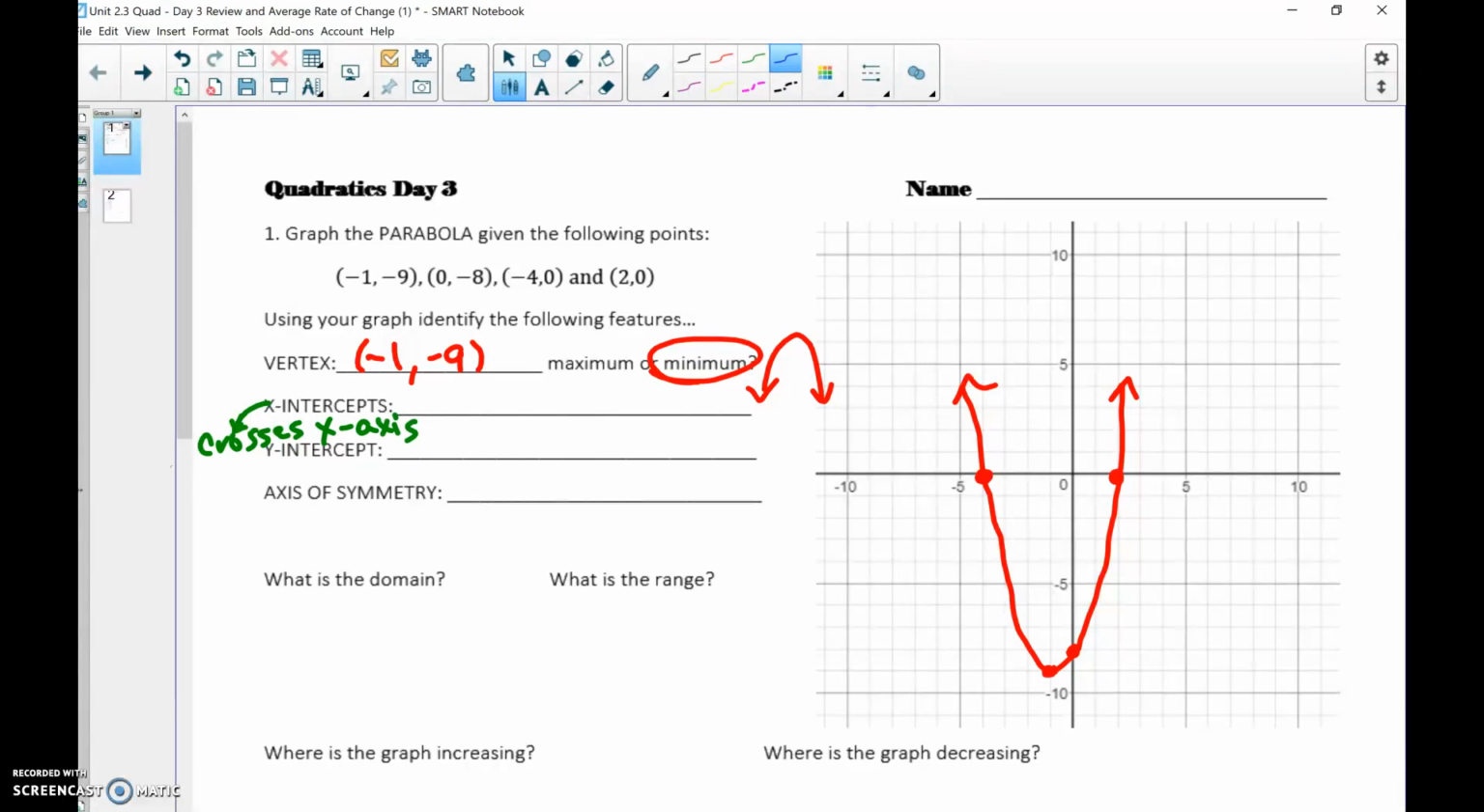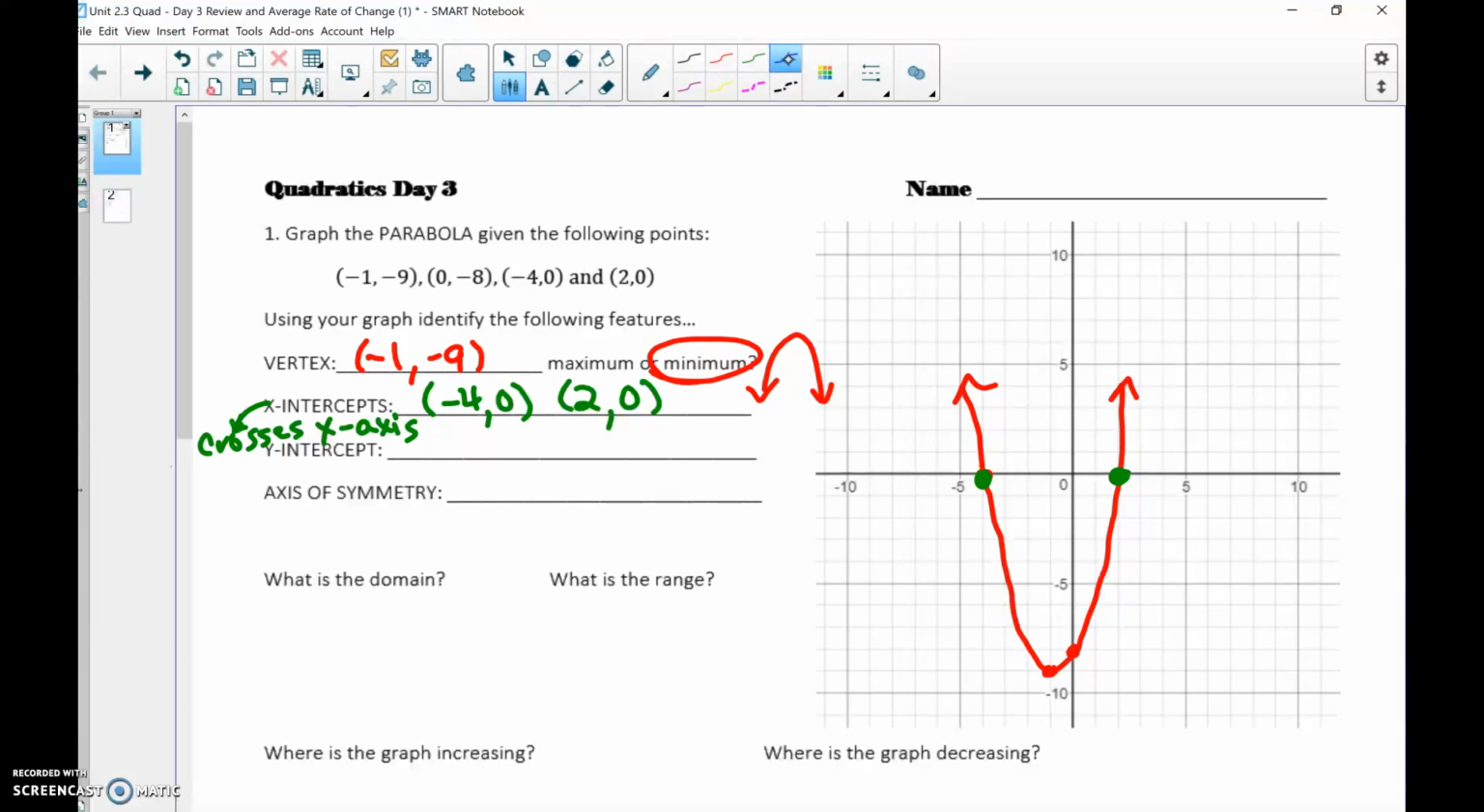So on my graph, here's my x-axis, and my parabola hits it at 2 spots. One of them's right here, one of them's right here. Those are my 2 x-intercepts. And I guess I can put them in green to actually match my colors. There we go. And so I've got -4, 0, and +2, 0.